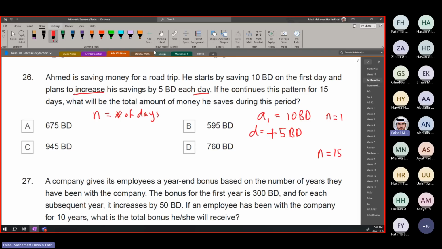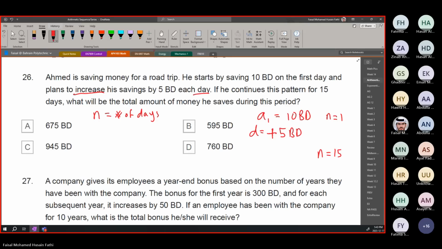So what does that mean? This is at day 15, he's saving every day. He's putting 10 BD, 10 BD, 10 BD. Sorry, first day he put 10 BD, and then every day after that he's adding 5 BD, 5 BD, 5 BD, 5 BD. So how can we find the total?